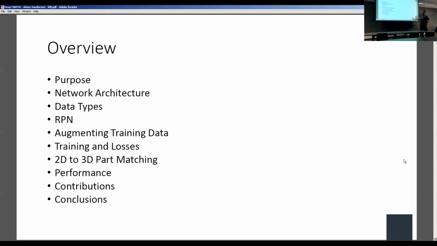The way that I'm going to go through this is general purpose, network architecture, data types. This network is essentially just built off of Faster RCNN, so I have to cover a lot of Faster RCNN in general. So I'm going to cover RPN, augmented training data. It's essentially Faster RCNN using CAD data in order to project points and go from 2D to 3D data. It's a whole thing. Then training and losses, 2D to 3D part matching, performance contributions, and then general conclusions.